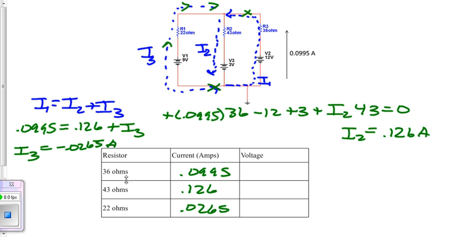I can identify these because this 36 ohm resistor is in the I1 current, 43 ohms is in the I2, and 22 ohms is in the I3. And then to complete my chart to get voltage, I'm just going to use V equals IR. So I just multiply these two. So this is 3.58 volts. This is 5.42 volts. And this is 0.583 volts.